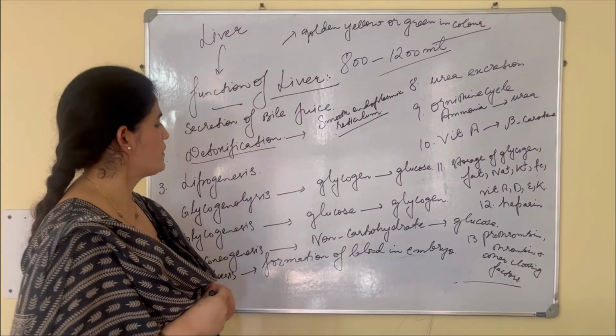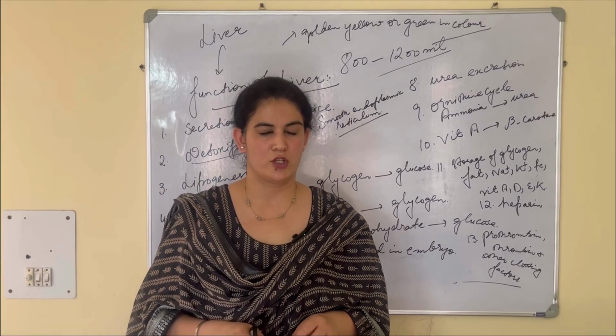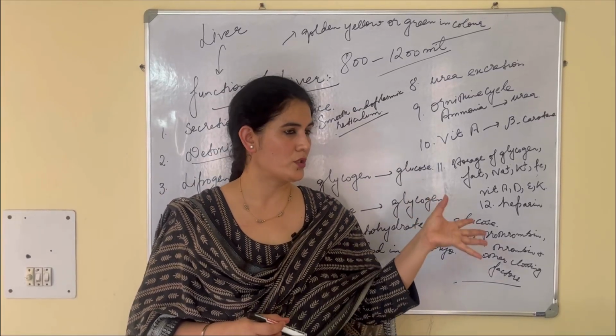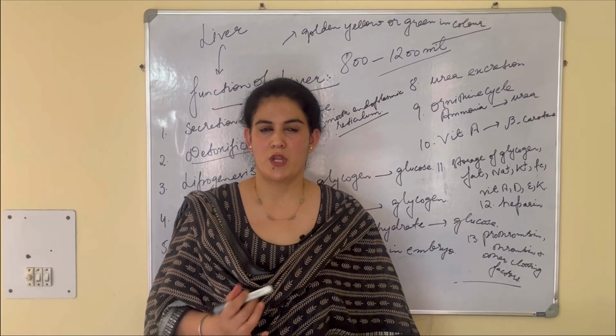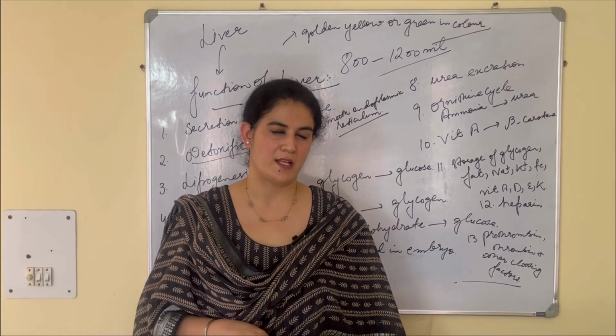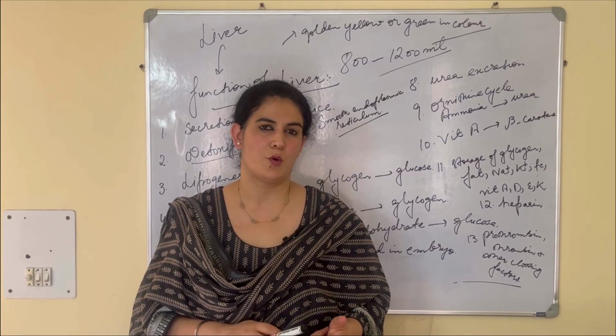Okay, students. So this was all about today's lecture, in which we discussed the bile juice composition and its functions. So we are done with the second type of gastric gland, which is the liver. So two of the gastric glands are completed.